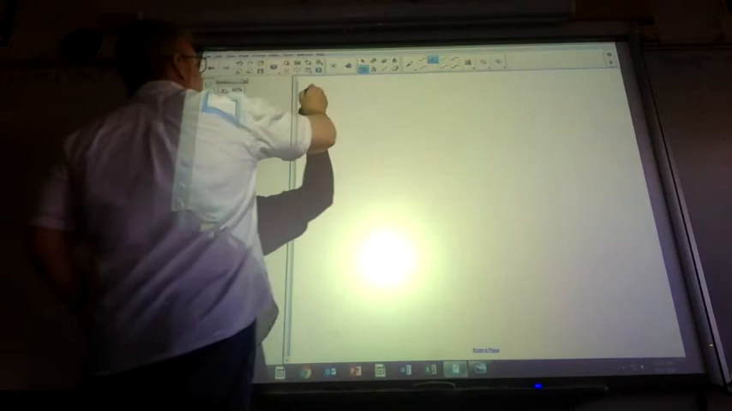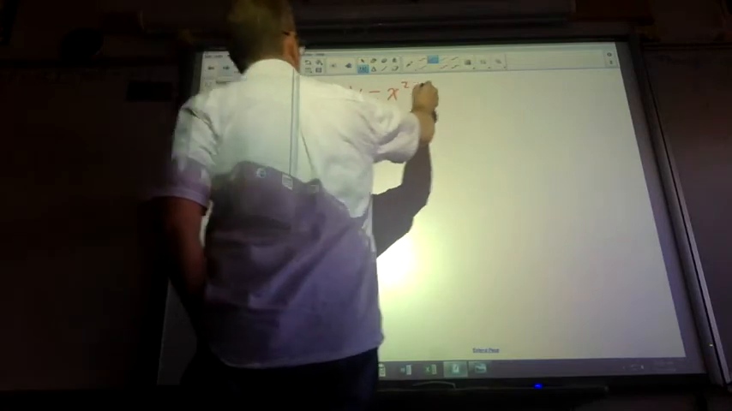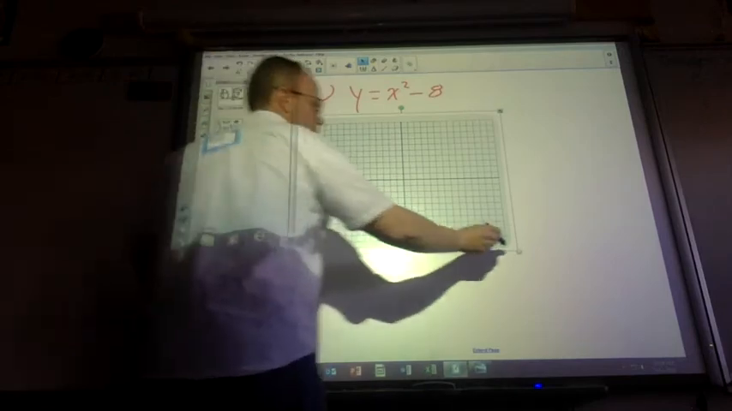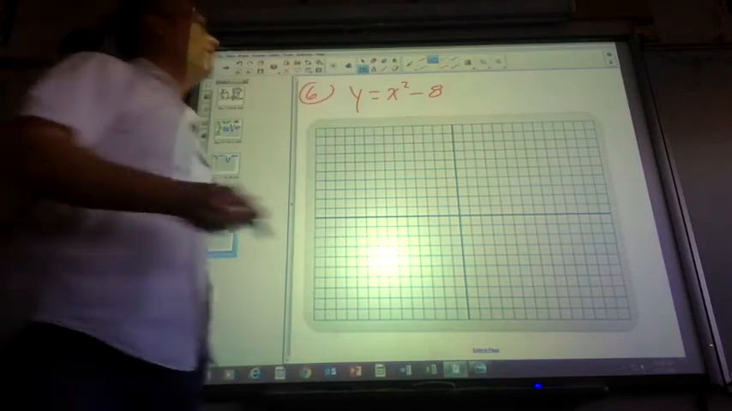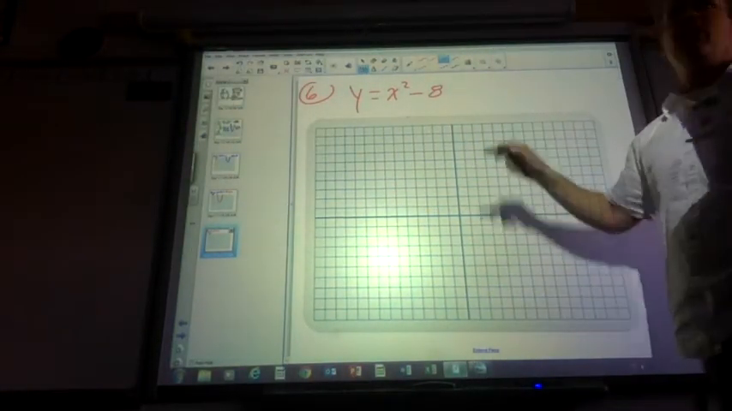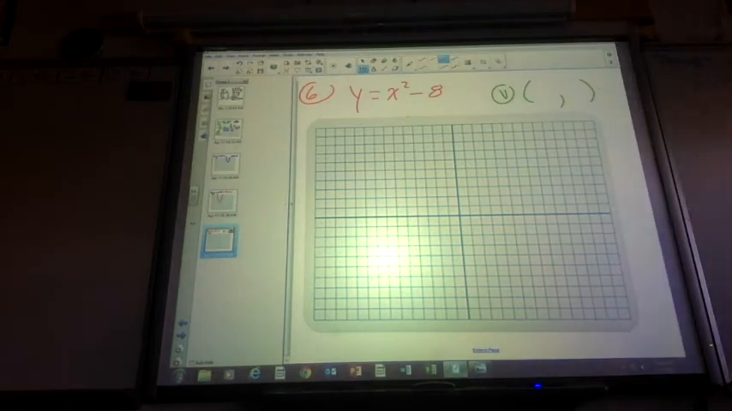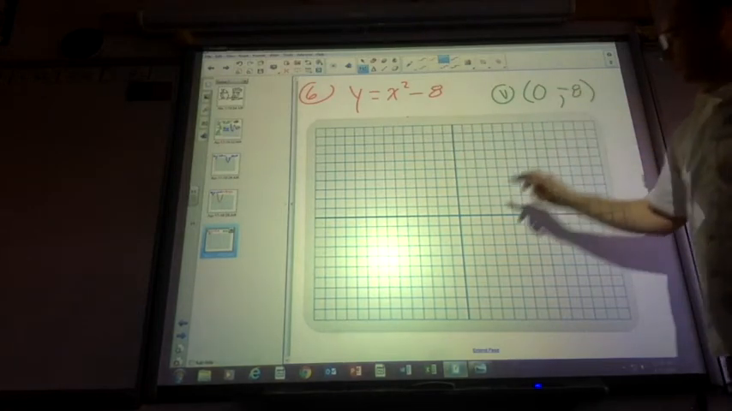Problem number 6. All right, problem number 8. What value am I missing up here? My B value. If you're missing your B value, what does the x component of your vertex have to be every time? 0. Because negative B over 2A would be 0 over 2, which has to be 0. How do I find the y component? Plug it in. So 0 squared is 0, 0 minus 8, negative 8. So 0, negative 8.